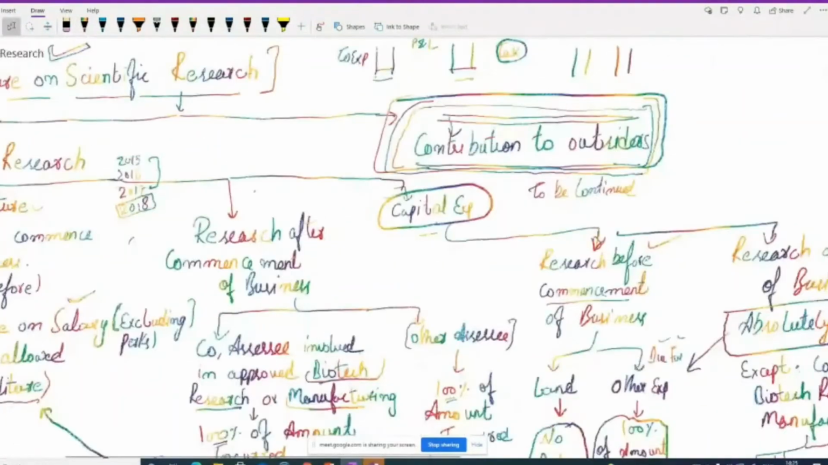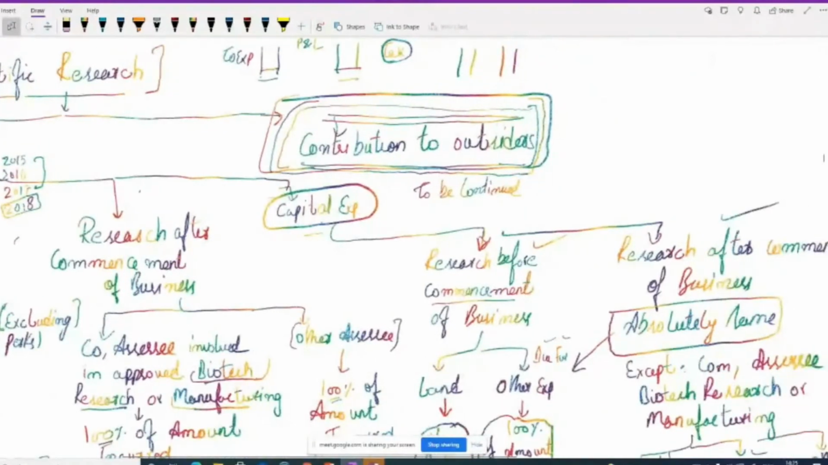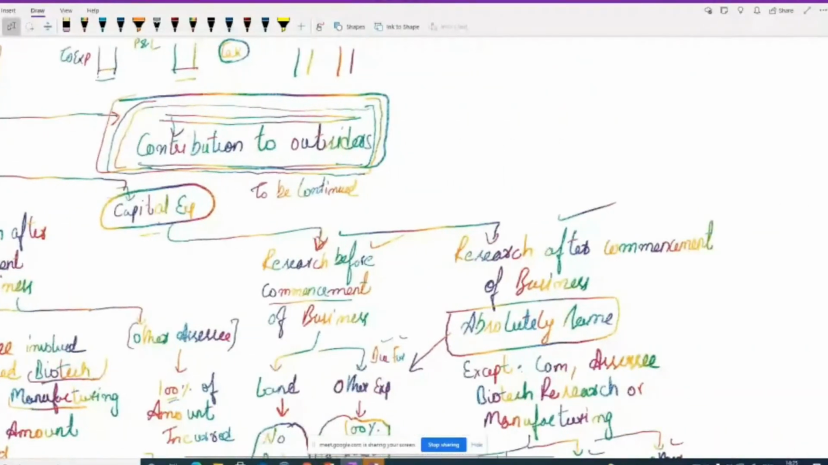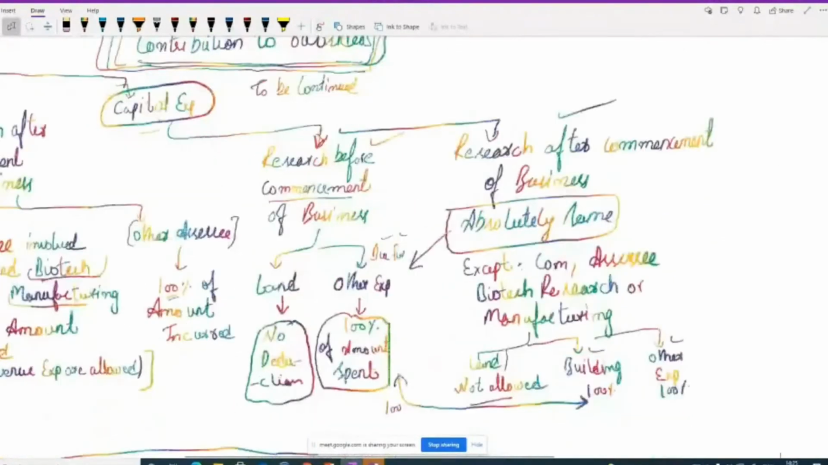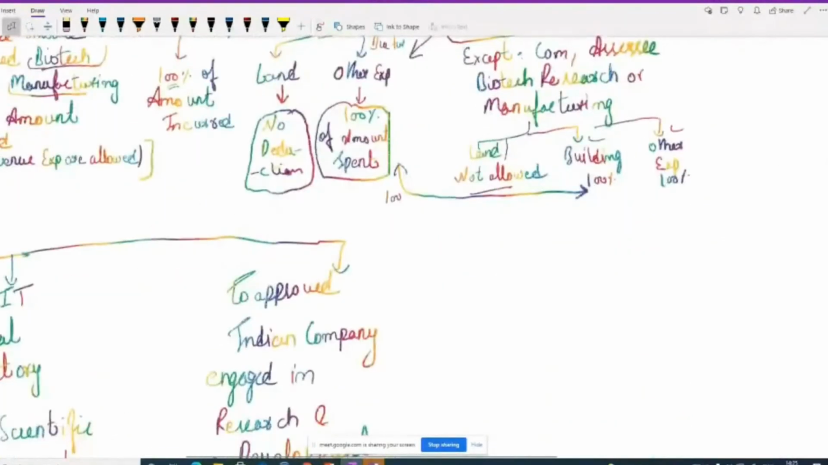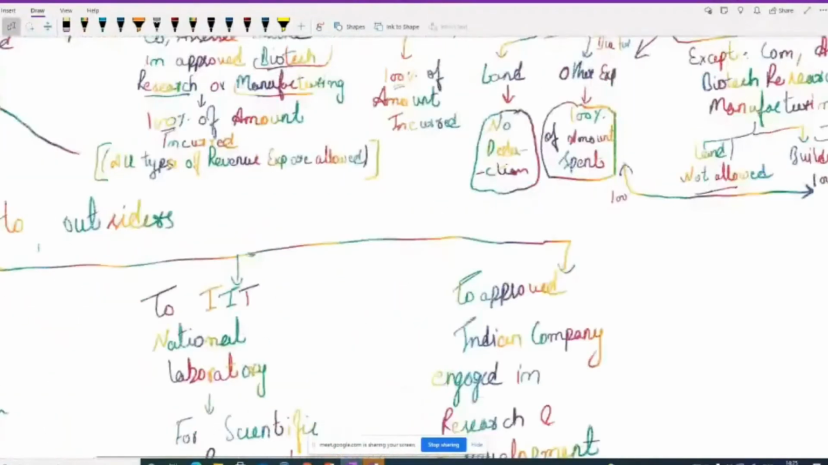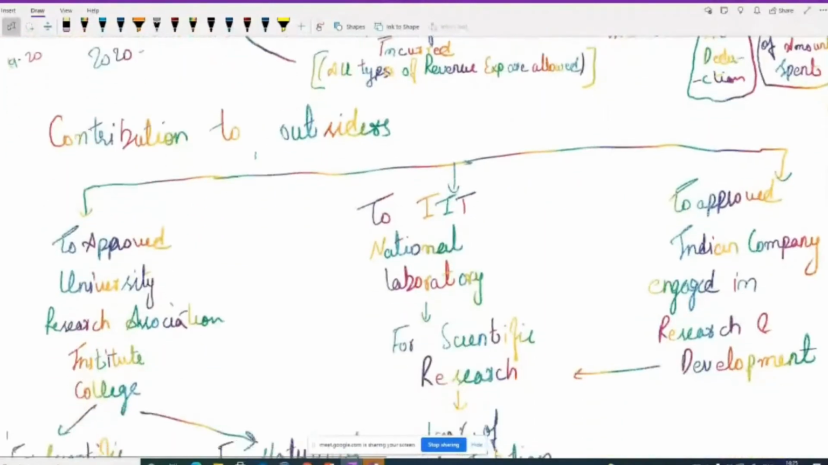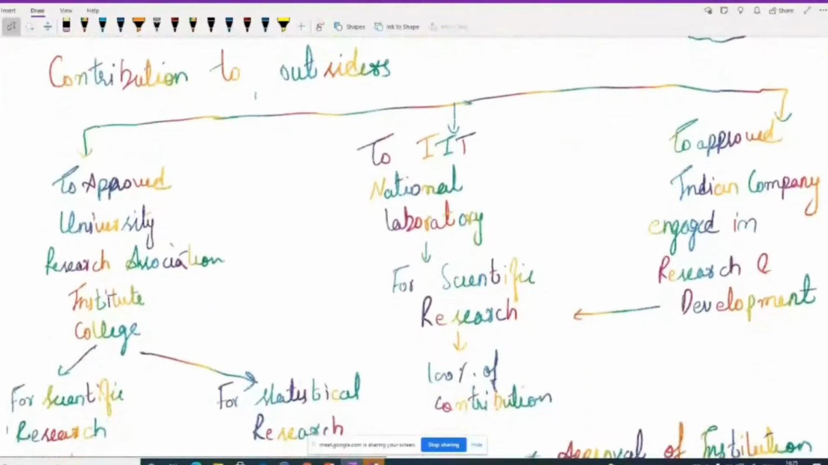Now we are on contribution to outsiders. What is the case of outsiders? If you have given some money to any other institution or to any other company for research and development purpose, then in that case, how much deduction will you get, how much can be treated as expenditure?